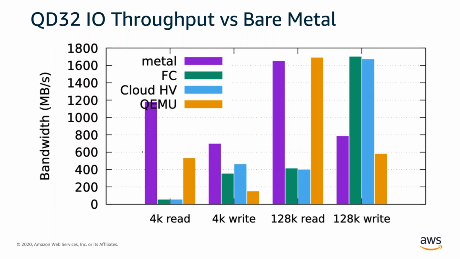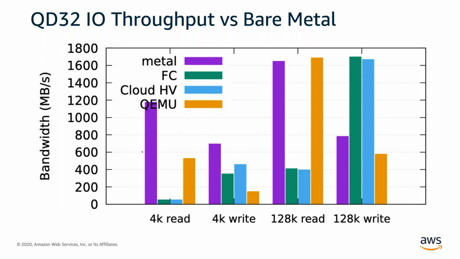As we go to QDEP32, this is driving 32 parallel requests through the IO layer. This is looking at throughput rather than latency, so here, higher is better. And you can see that Firecracker and Cloud HV, which shares a lot of Firecracker's code in this path, perform relatively poorly today for 4K read and 128K read. This is because the current code base is not able to handle multiple concurrent IO requests, so it ends up serializing IO requests in the back end. This is something we are working on improving. We know there are ways to improve it.